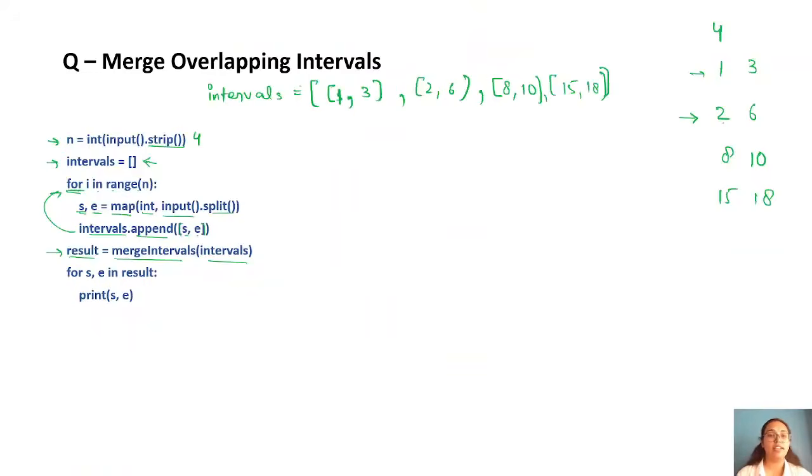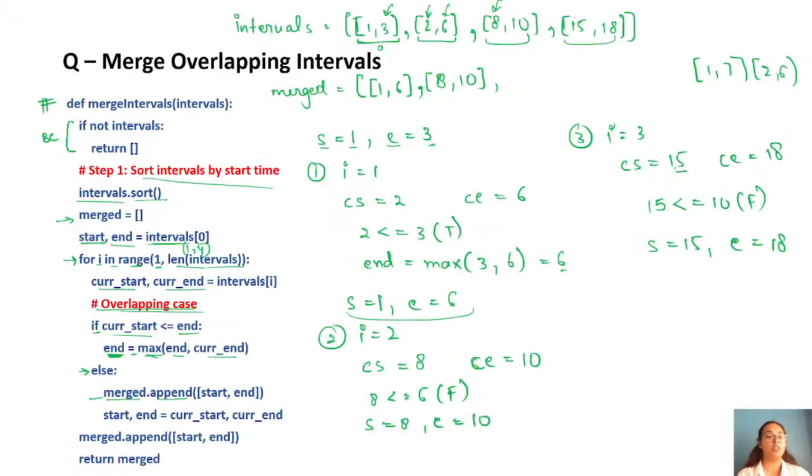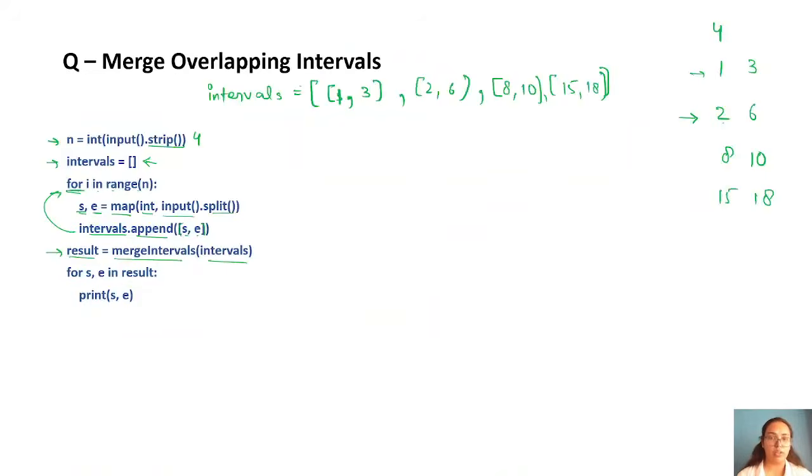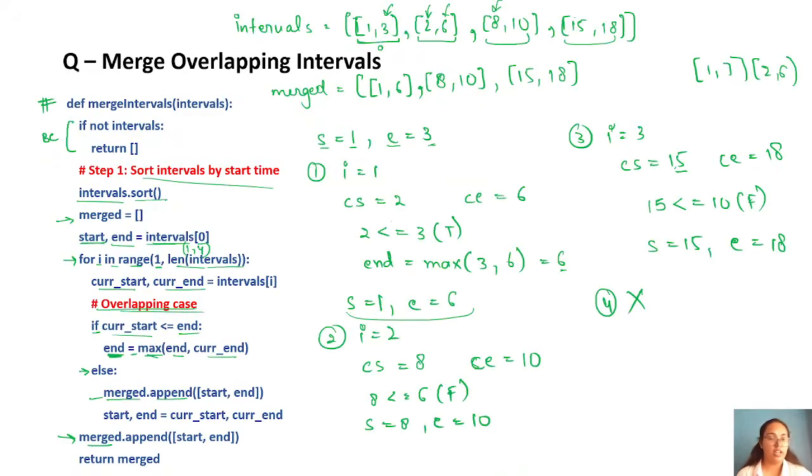Now you have to move to the fourth loop, but there is no fourth loop. So you will come over here to merged and add your last interval. The last interval that you have is 15 comma 18, so 15 comma 18 is going to be added in here and it is done. Now you have to return merged, so this merged list that we have created is going to be returned.